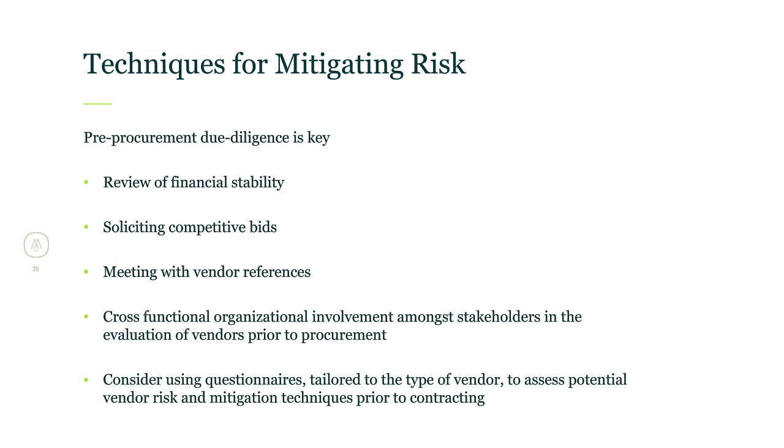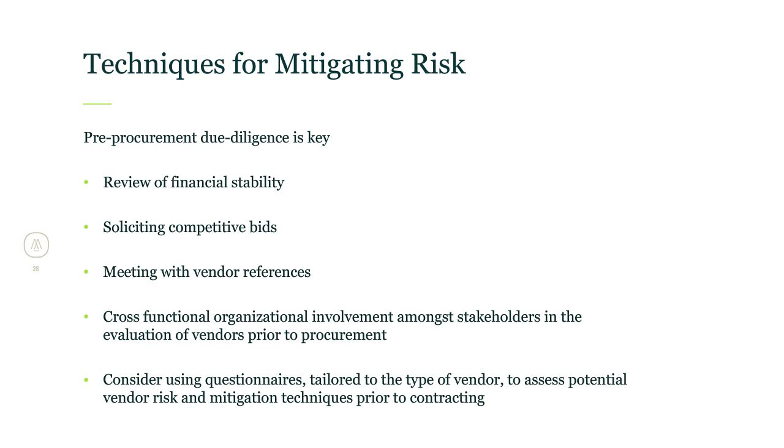And the cross-functional involvement is really important as you go through the pre-procurement cycles, so that everybody's on board with how the vendor is being managed up front before contracting. Another way of assessing risk is using questionnaires. I know a lot of organizations that have extremely lengthy ones that they then tailor based on the risk type of that vendor, to get a better idea of what risks the vendor presents, and how we can best mitigate those and be aware of those in advance of procuring services from that vendor.